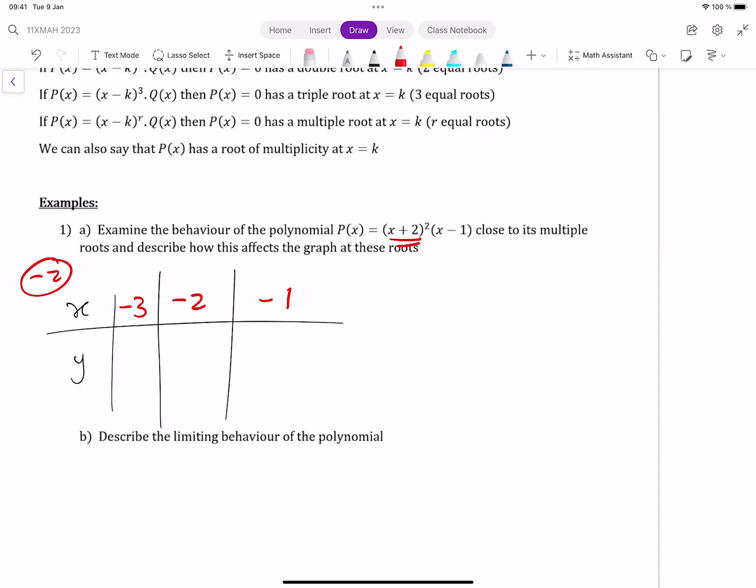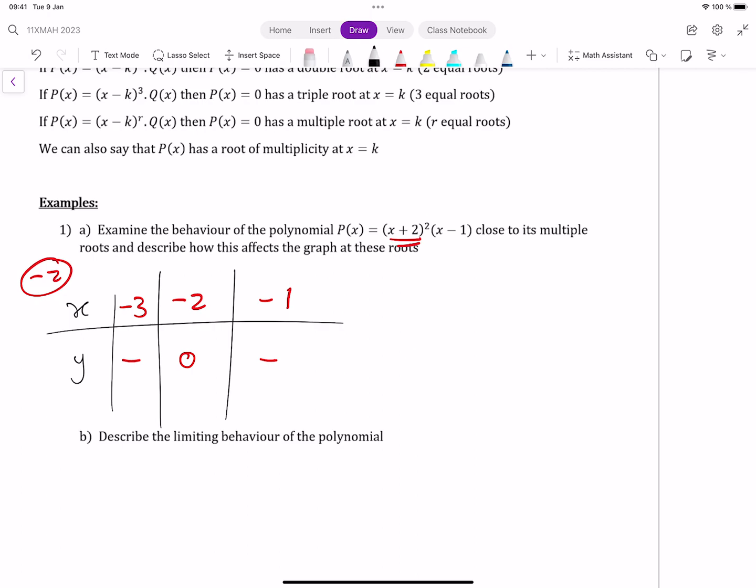If you substitute in minus 3, you get a negative number. If you substitute in minus 2, you get 0. And if you substitute in minus 1, you get a negative number. So something like this has occurred. We get a negative number, and then a 0, and then it becomes negative again. That's what we expected because it's a double root, so it has to reflect, or bounce off, the x-axis.